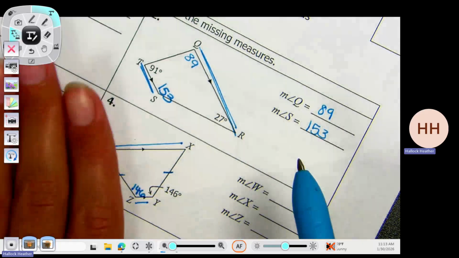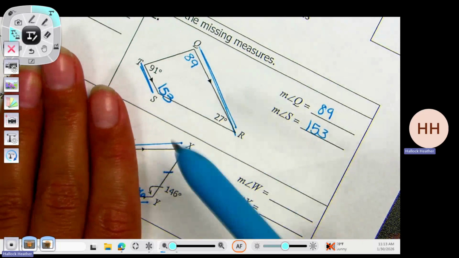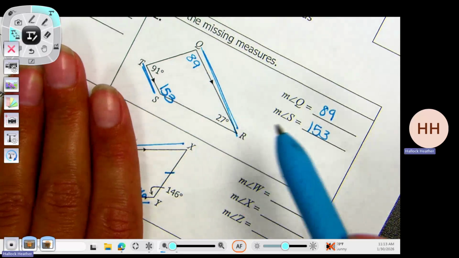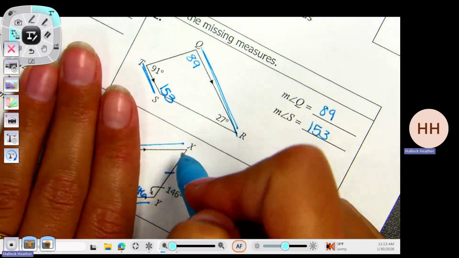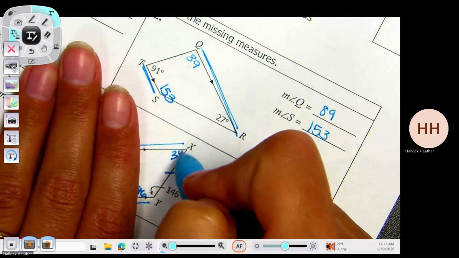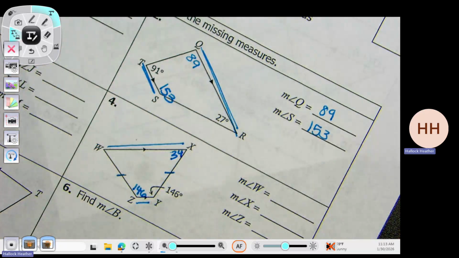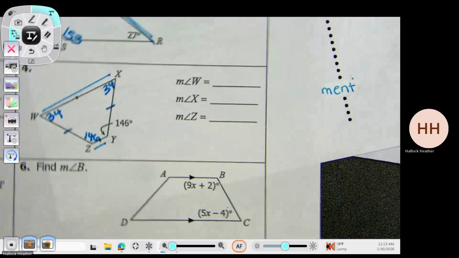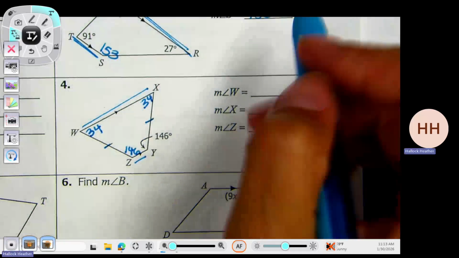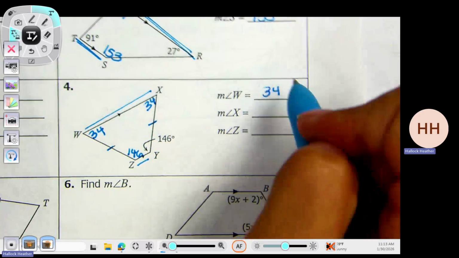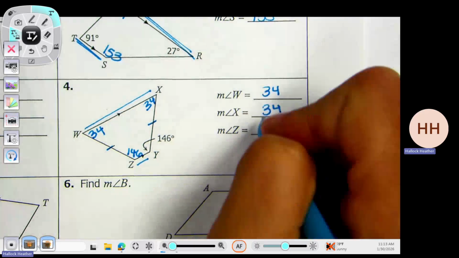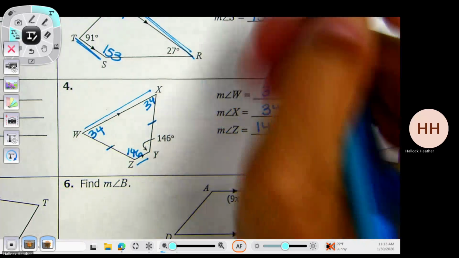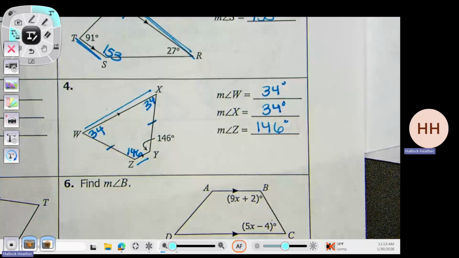If I cover up half of my picture, how much does this top angle have to be to make 180? 34. Where else can 34 go? W. Okay, I think W is 34. X is 34. Z is 146. These are all degrees. Any other questions?